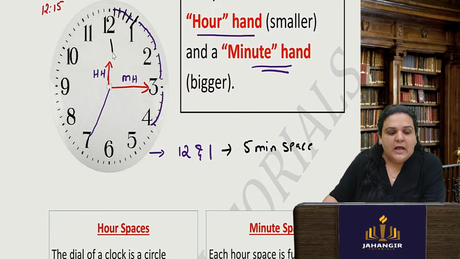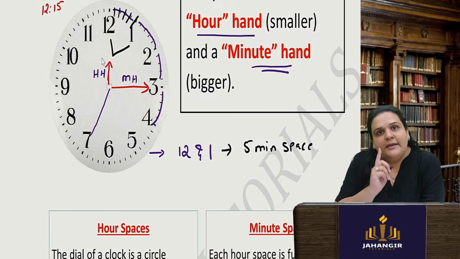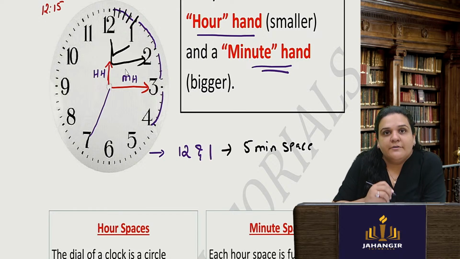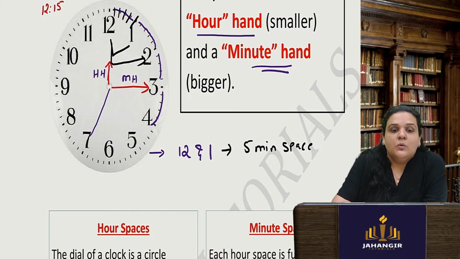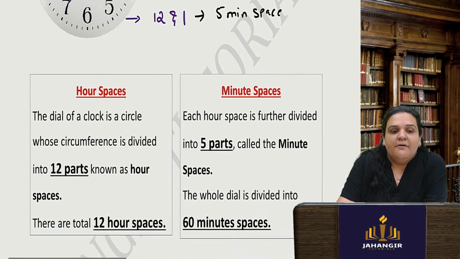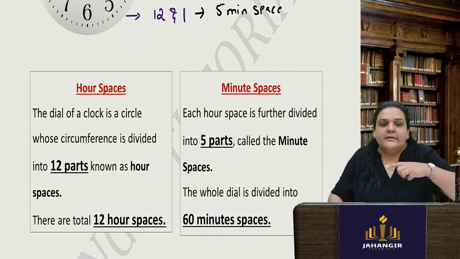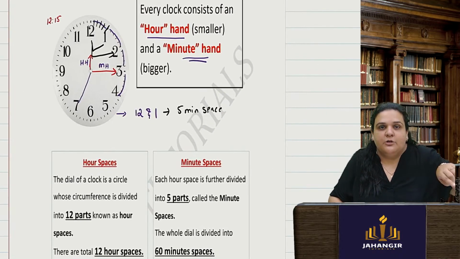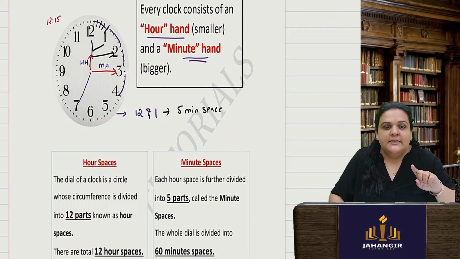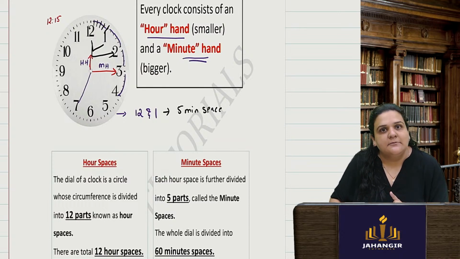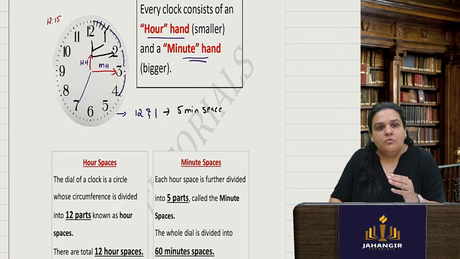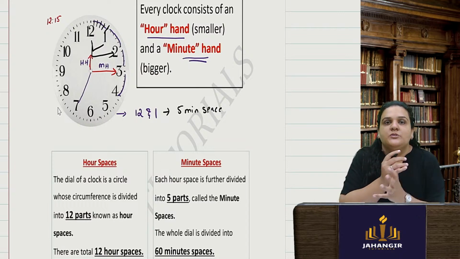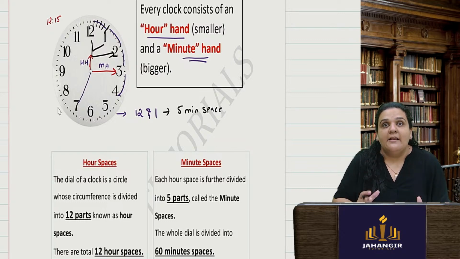And if I ask you the hour space between 12 and 1, it is only 1 hour space. If I tell you the hour space between 12 and 2, you will say 2 hour spaces, correct? So understand that the hour spaces make up the entire circumference of the clock. We have 12 hours, therefore we have 12 hour spaces: 12 to 1, 1 to 2, 2 to 3, 3 to 4, 4 to 5, 5 to 6, and so forth.